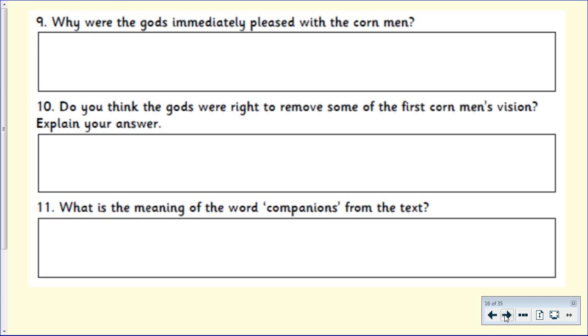And the last question is, what is the meaning of the word companions from the text? So again, have a little look back, see if you can find the word companions and tell me the meaning. Okay, I'm going to go through the answers now.